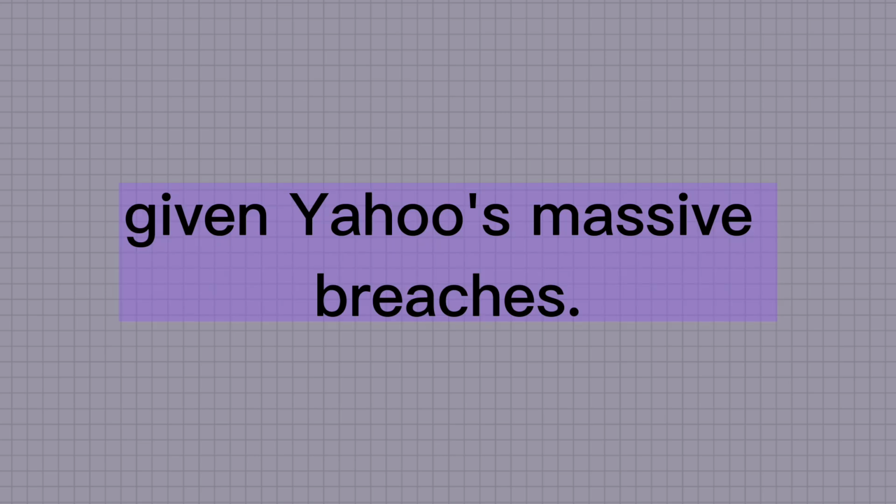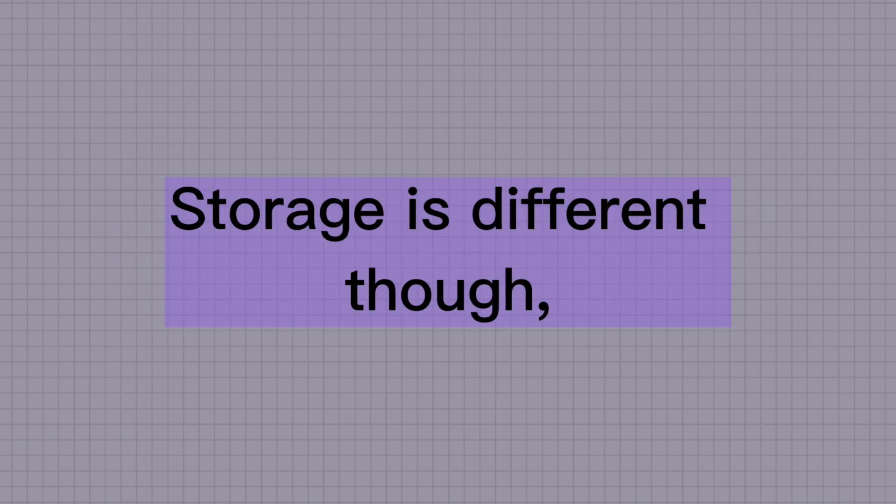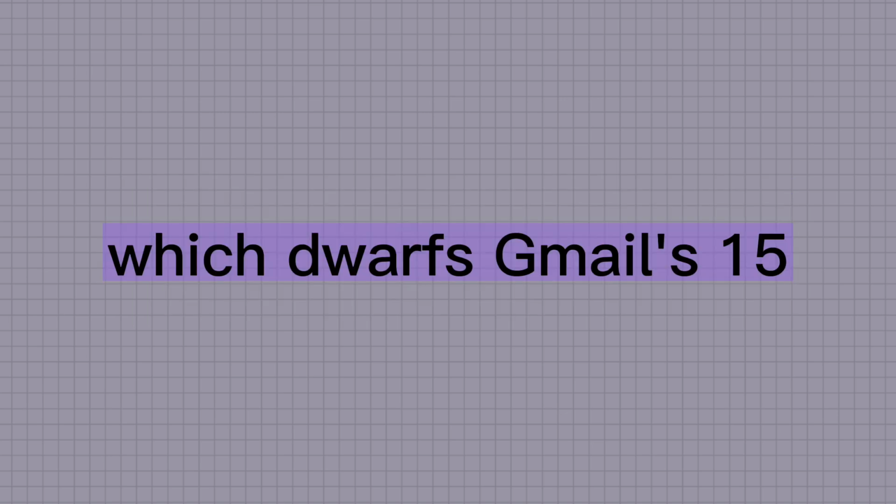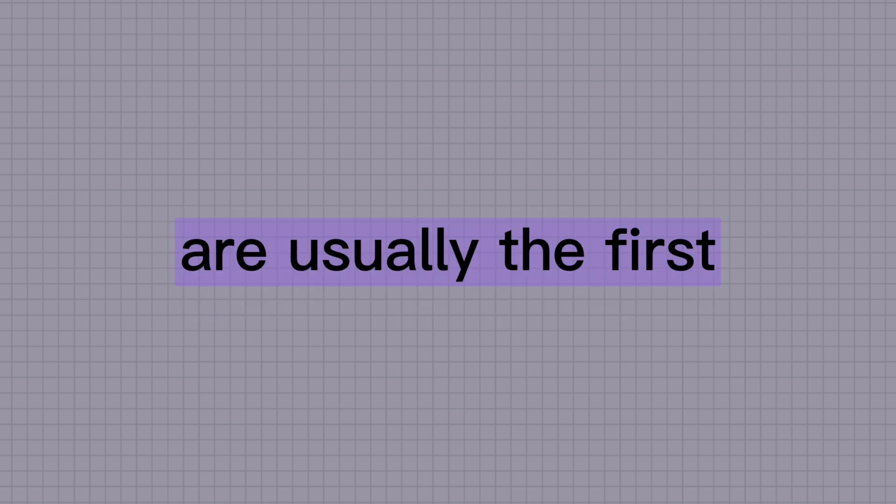Good advice. Finally, how does Yahoo stack up against, say, Gmail or Outlook on privacy? Well, both Yahoo and Gmail scan emails for ads. Neither offers default end-to-end encryption. Security-wise, Gmail generally has a better track record, given Yahoo's massive breaches. Storage is different though, right? Massively. Yahoo offers a terabyte free, which dwarfs Gmail's 15 gigs or Outlook's 10 gigs. But if privacy is the top concern, neither Yahoo nor Outlook are usually the first recommendation.